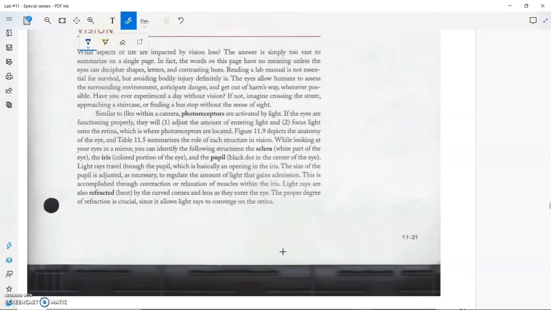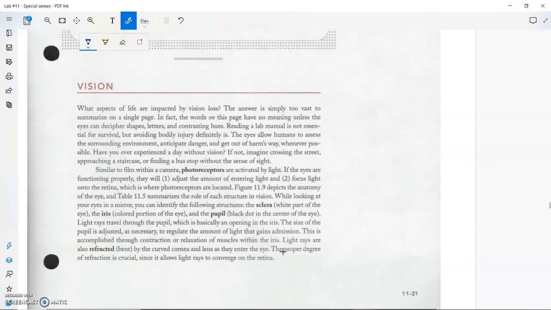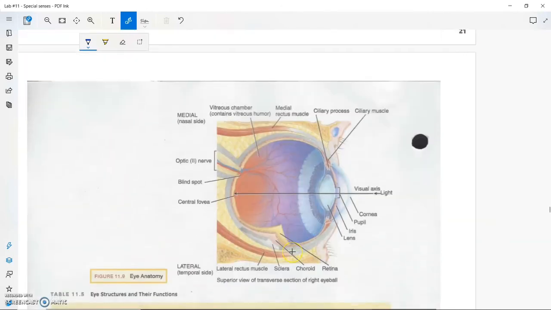Now, speaking of vision, vision is done by an eye. You can see the typical structure of an eye here. So the cornea and the sclera, the white of an eye, they form the fibrous layer. You can see the lens. Cornea is right here, I'm sorry.